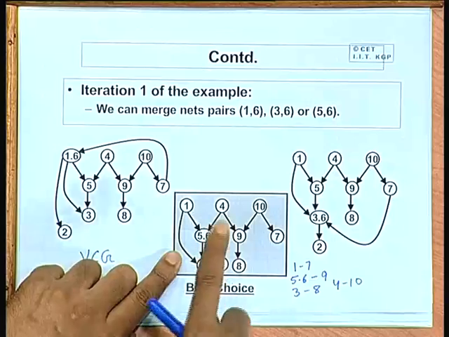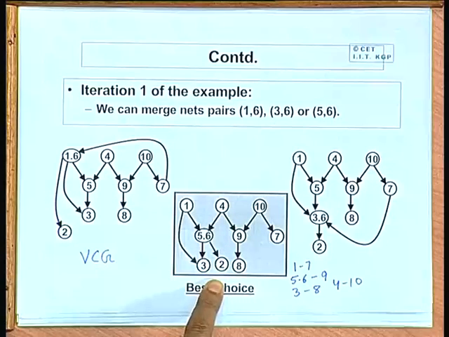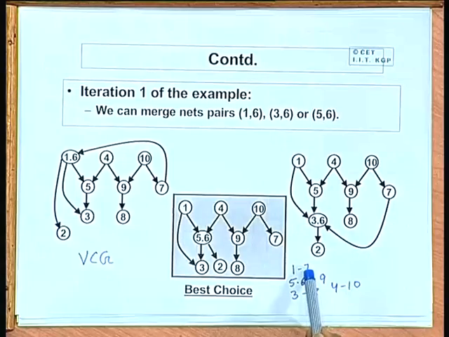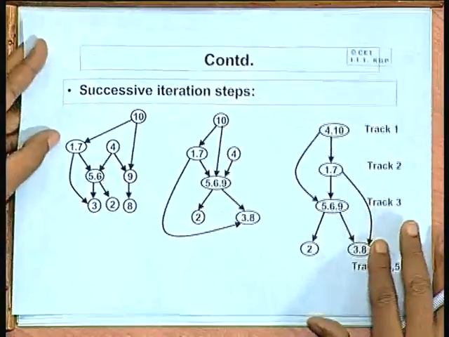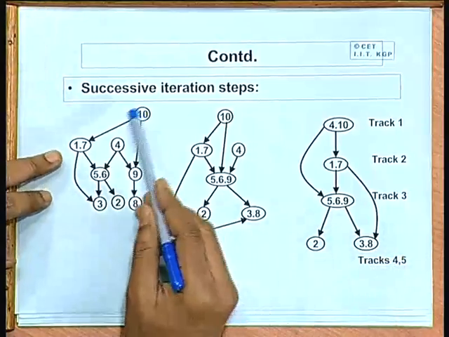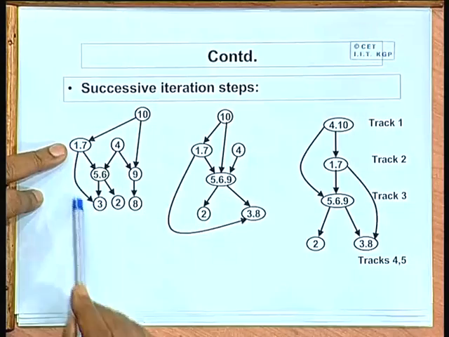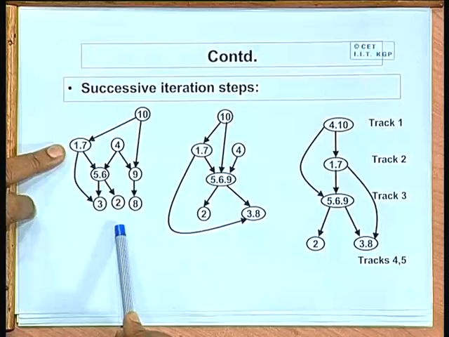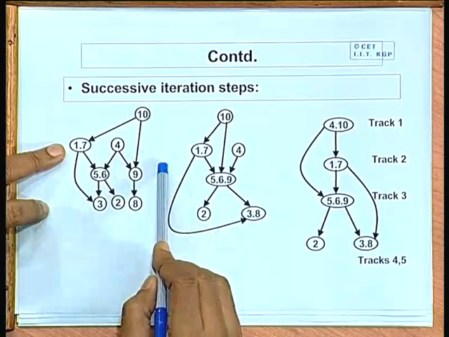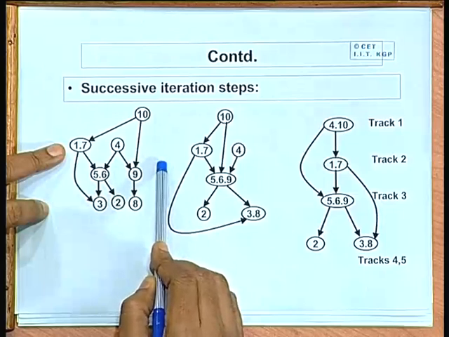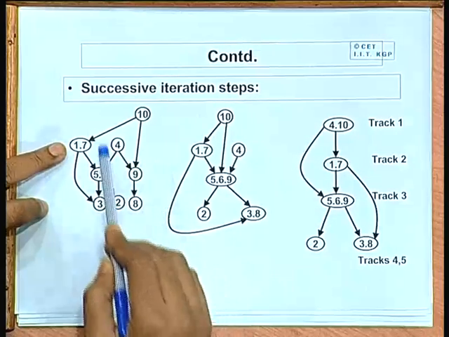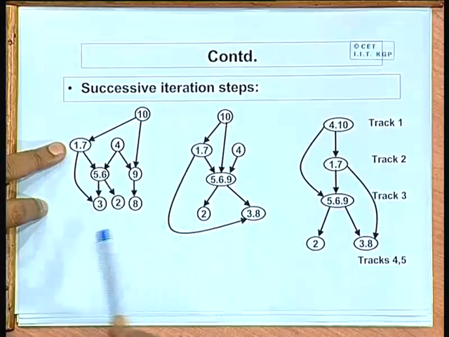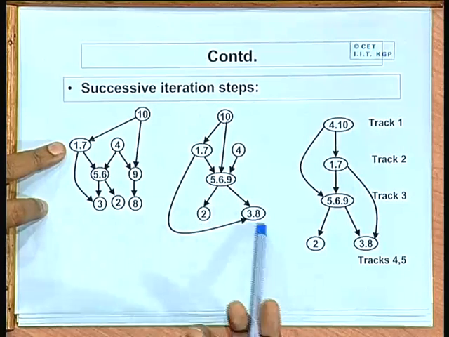I am only showing you the best paths now. So, the next step you will find that merging 1 and 7 will give you the best alternative. So, I am showing the steps here. In the second step 1 and 7 gets merged. This is the modified VCG. Here actually in between I have skipped one step. After this step you will find that 5 6 9 or 3 8 give you the best cost. So, you can apply one after the other.